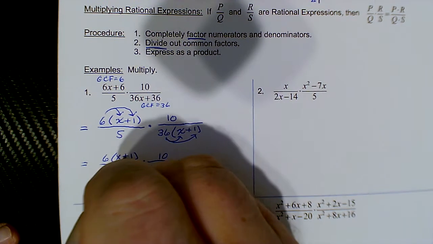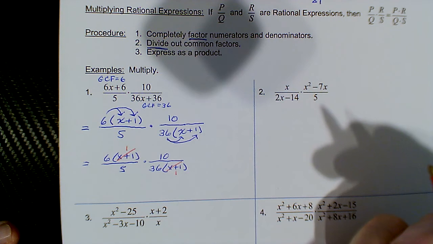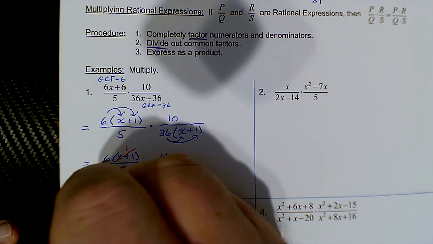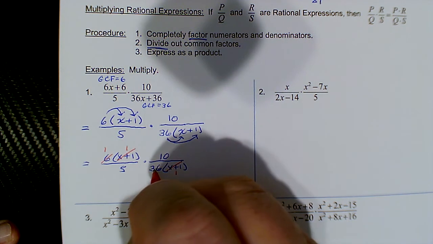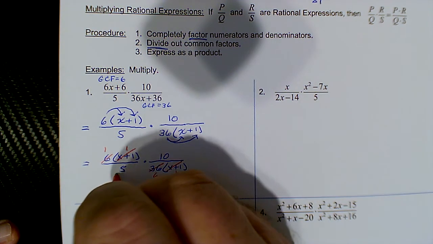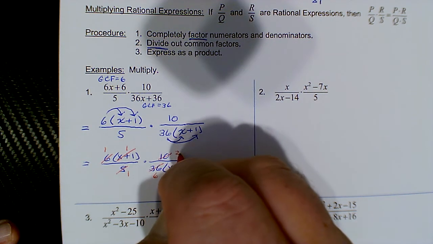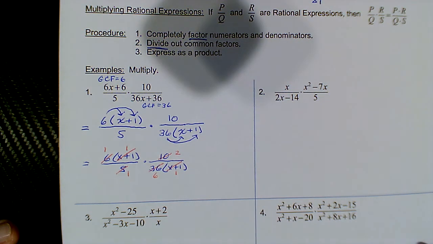So the x plus 1's obviously cancel. And this is the type of thing that typically happens. Let's see, the 6 and the 36, you can cancel these any way you want. But 6 goes into 6 once, into 36 6 times. The 5 and the 10, 5 goes into 5 once, 5 goes into 10 twice. And then it looks like I can cancel the 2 and the 6 as well.